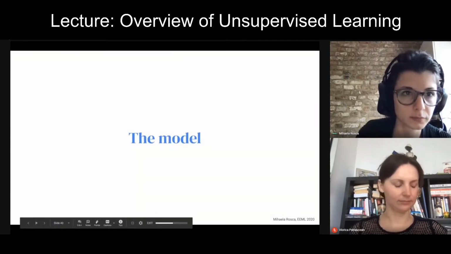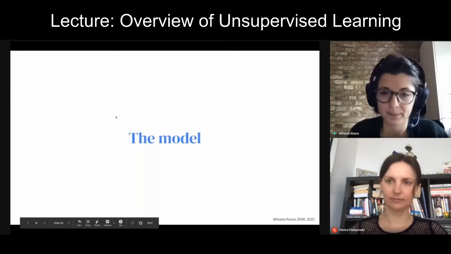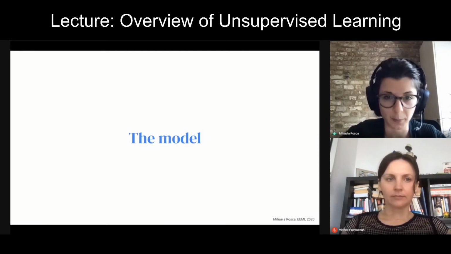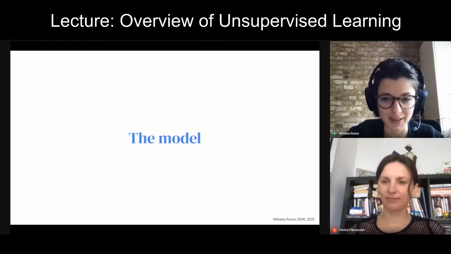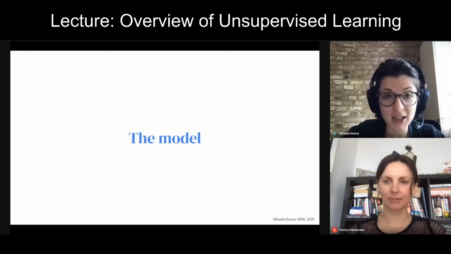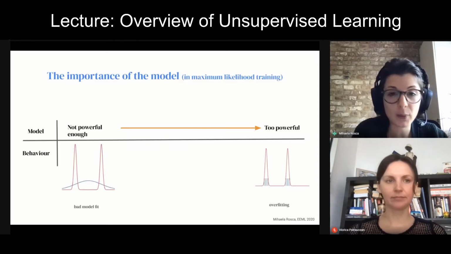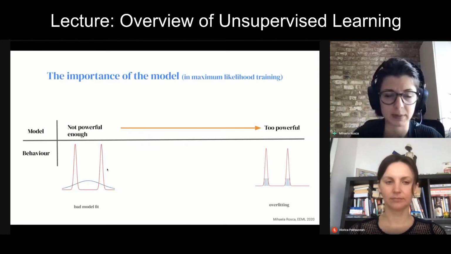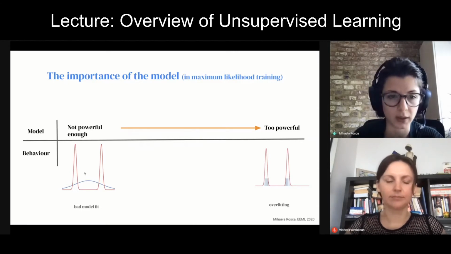Okay, so so far we talked about the choice of objective, but I'm going to bother you with a few more choices by the end of this talk. And the next one is the choice of model. So how are we going to represent this distribution that we're learning? And we've already seen the importance of the model in a very simple maximum likelihood example, with the data being bimodal and the model being unimodal.